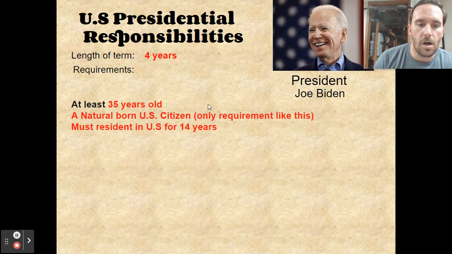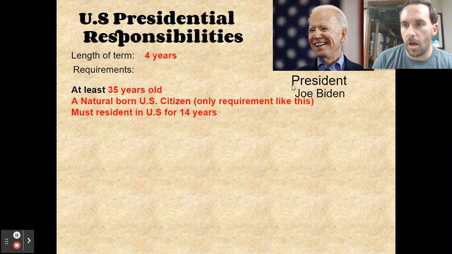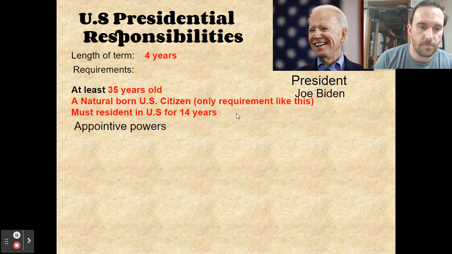The requirements are that you have to be 35 years old, be a natural-born citizen, and you must live in America for at least 14 years. It's important to note that the only requirement of living and being born a citizen is the president. No other position has a requirement like that.